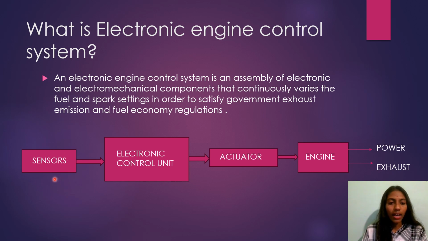Here are the sensors. Many sensors are used in the electronic engine control system, and these sensors are connected to the electronic control unit. The electronic control unit is connected to the actuator. The actuator is connected to the engine. From the engine, the power and the exhaust is liberated.